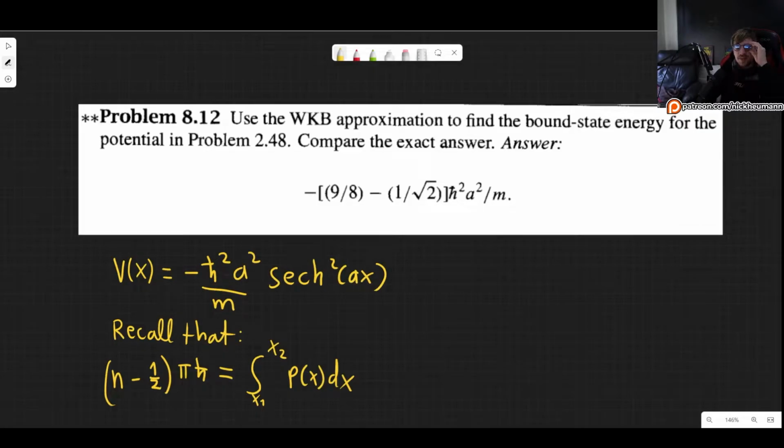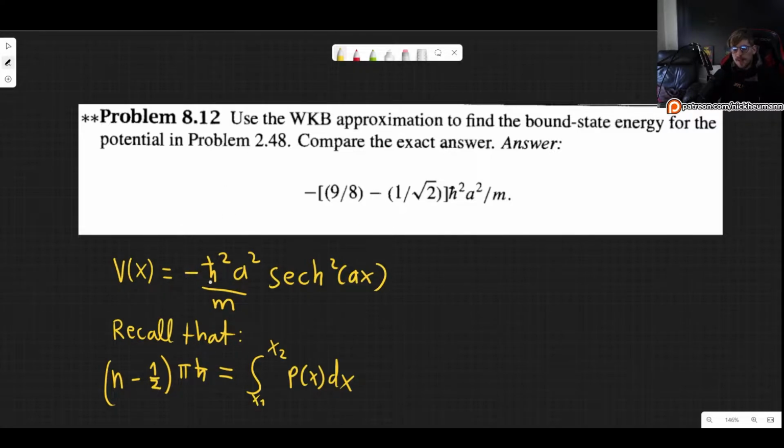Welcome! In this video, I'll show you how to solve problem 8.12 as it appears in the third edition of Griffiths Introduction to Quantum Mechanics. This problem states the following: use the WKB approximation to find the bound state energy for the potential in problem 2.48. And the potential is what I wrote down here.